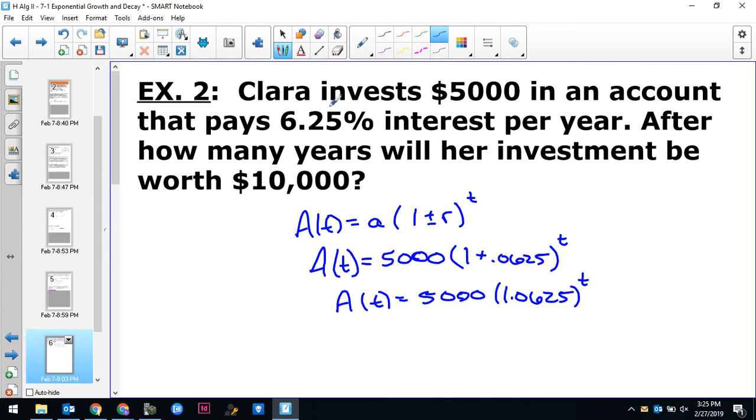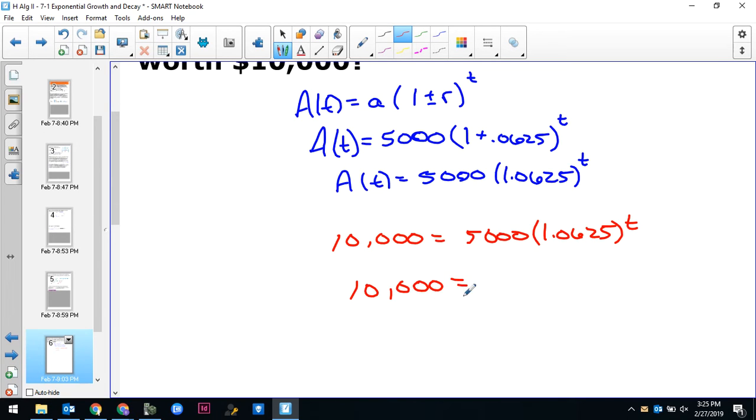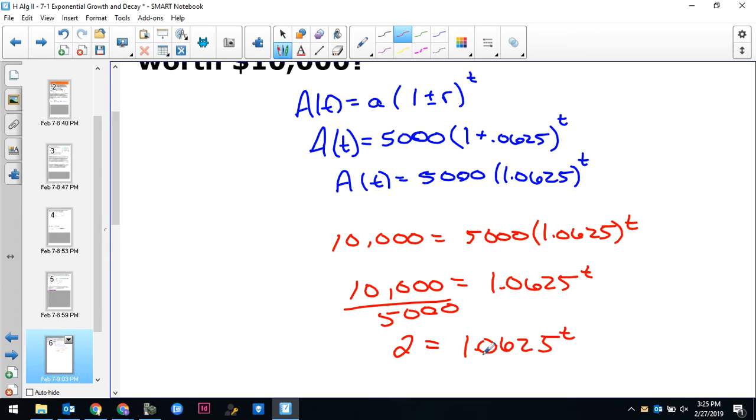Now, here's what I want to do. After how many years will the investment be worth $10,000? Now, don't write this down, but go with me here. I want to know when this final amount is going to be equal to 10,000, right? Normally, to solve for something with a variable, I would move everything off to the other side. So I would divide 10,000 by 5,000, is equal to 1.0625 raised to the t power. So that's just 2 is equal to 1.0625 to the t power.